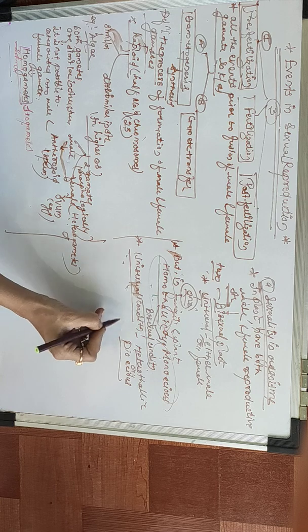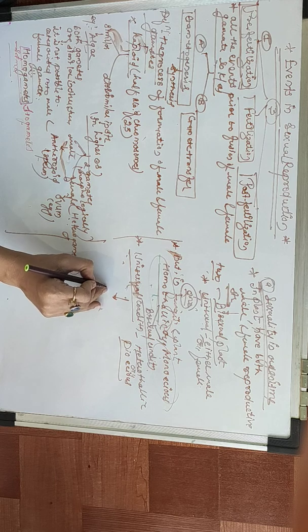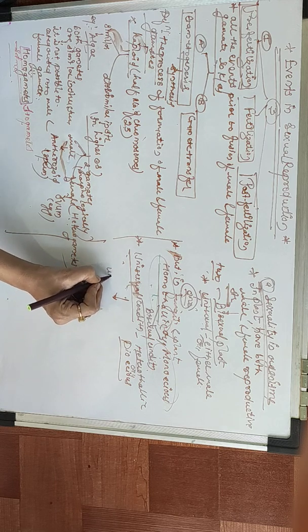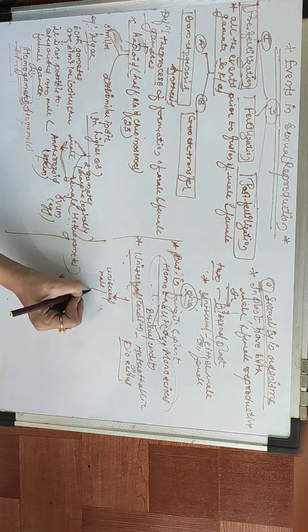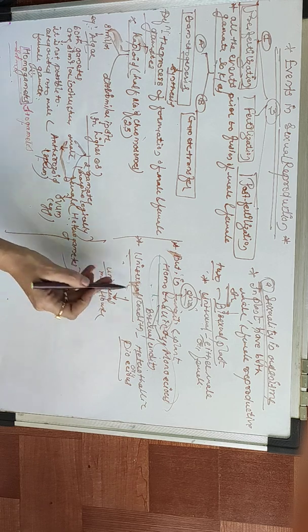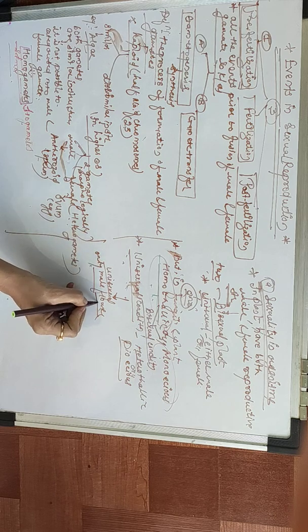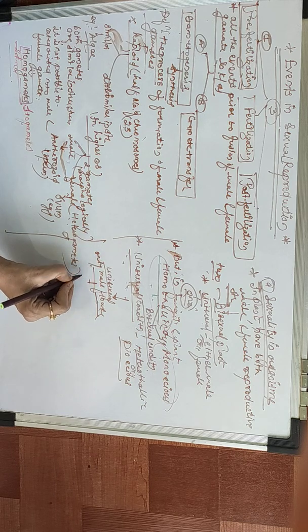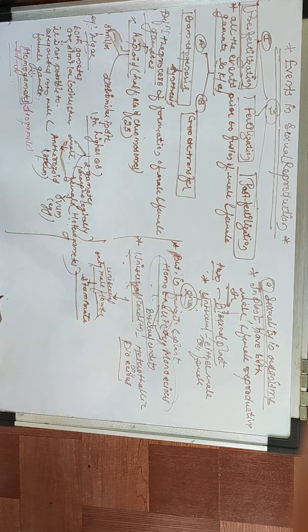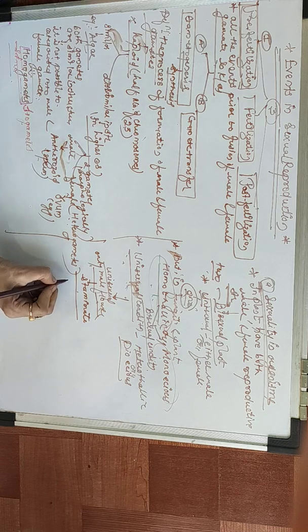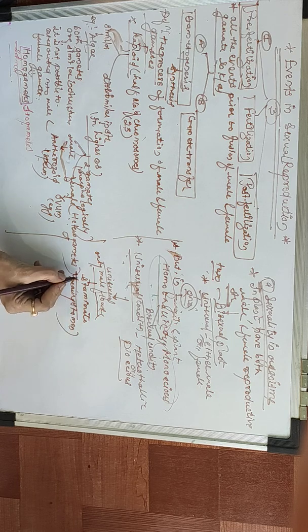But in the unisexual condition, if the flowering plant contains only a male flower, then this plant is called staminate. We already studied this in 11th standard. Staminate means bearing stamen, that is the male reproductive part.